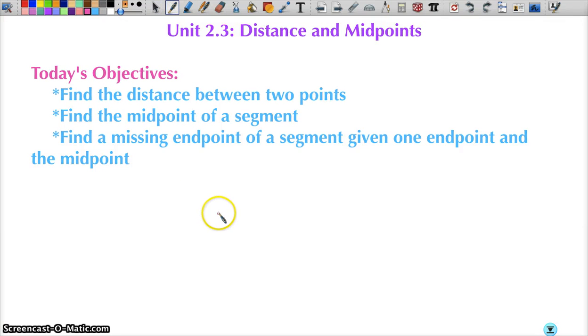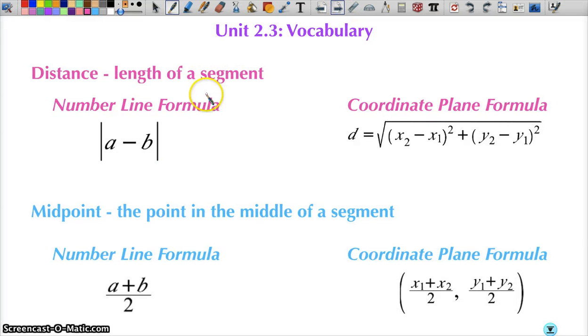So in this unit, we're going to talk about distance and midpoints. What we're going to start with is finding the distance between 2 points. Then we'll find the midpoint of a segment, and then we'll go into finding a missing endpoint of a segment. So first of all, we have some vocab.